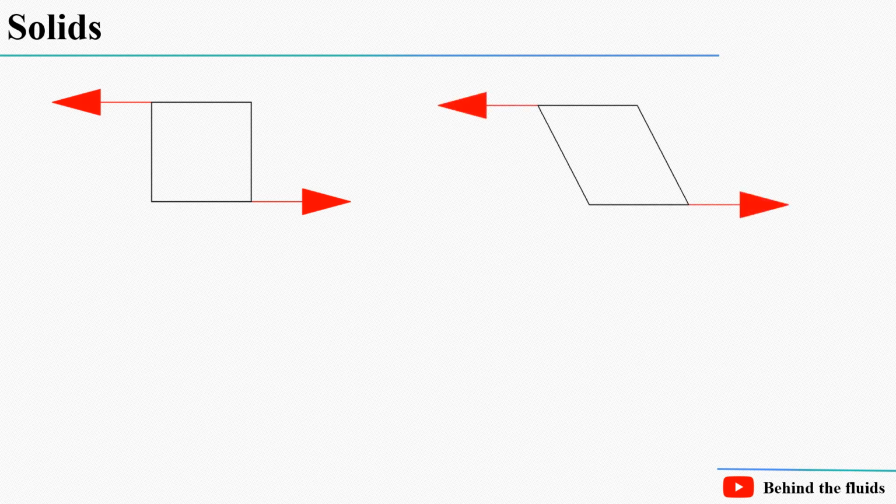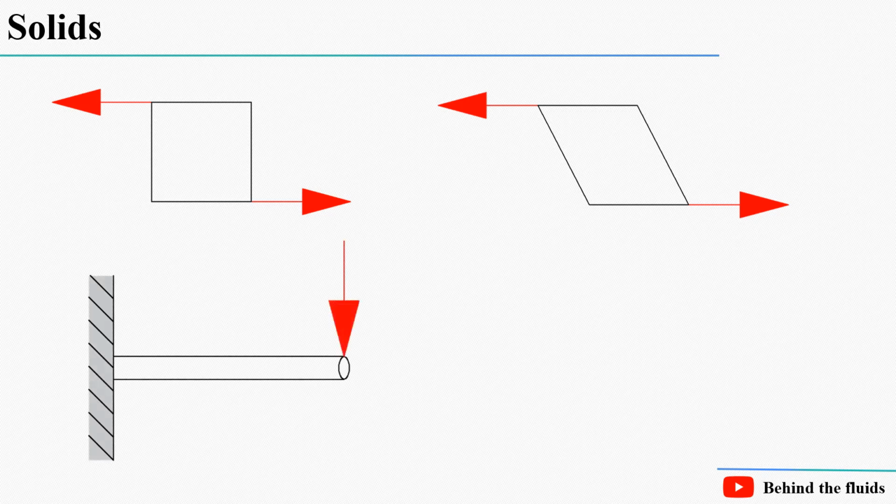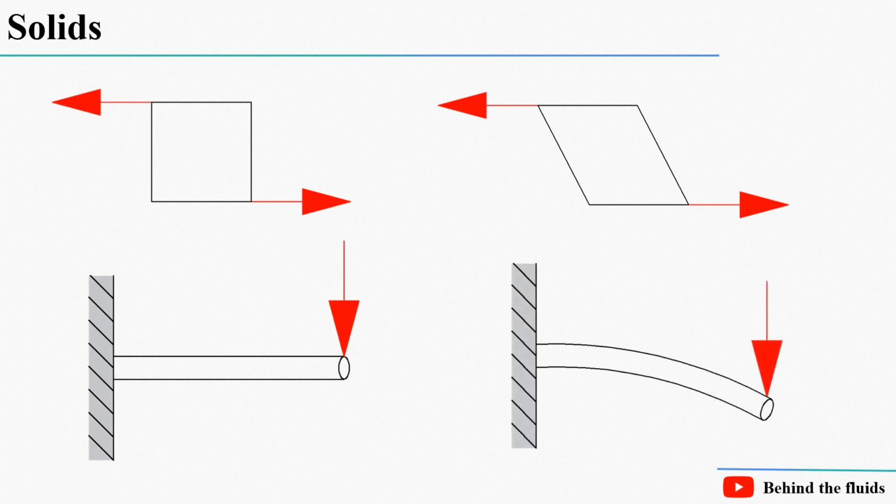Of course, solids can deform under force, but after the force is applied for some period of time, they reach an equilibrium state, meaning the particles inside don't move relative to each other in the long run. Think of something like a metal rod. If you apply force, it might bend slightly, but it won't start flowing like water.